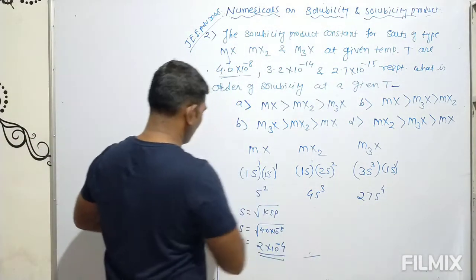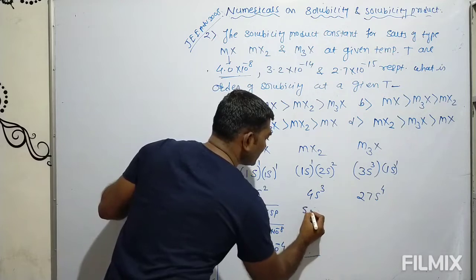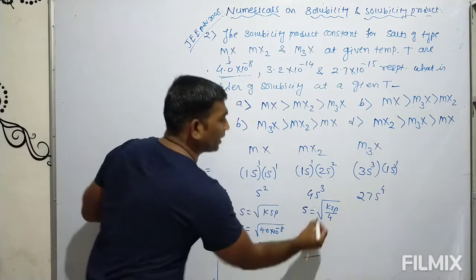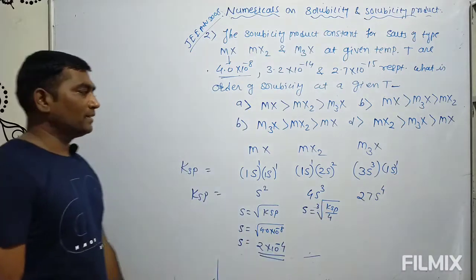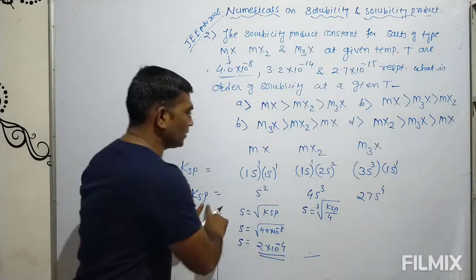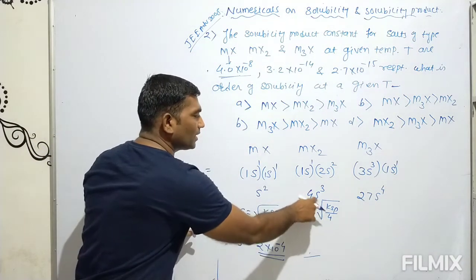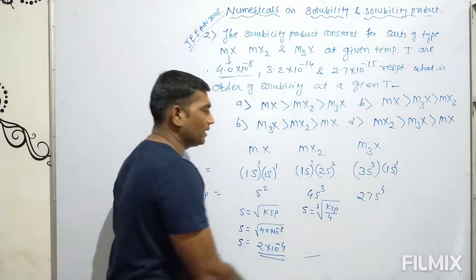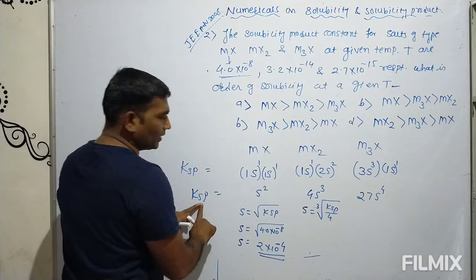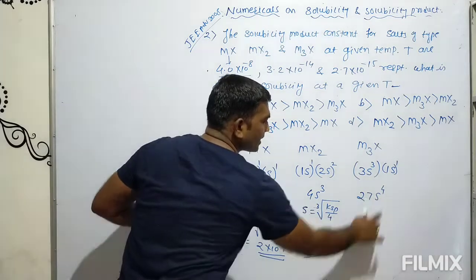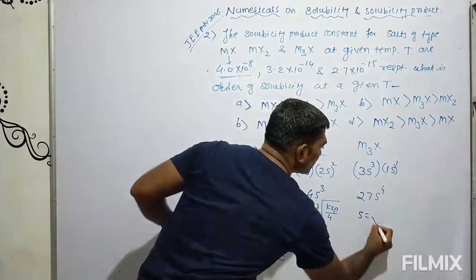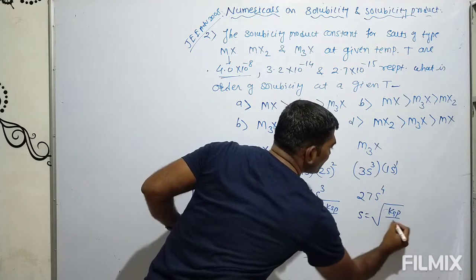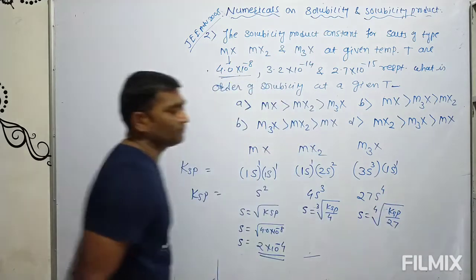Here Ksp is equal to 4s cube. So S is equal to the cube root of Ksp upon 4. So S cube is equal to Ksp upon 4. Here Ksp is equal to 27s^4, so S is equal to the fourth root of Ksp upon 27.